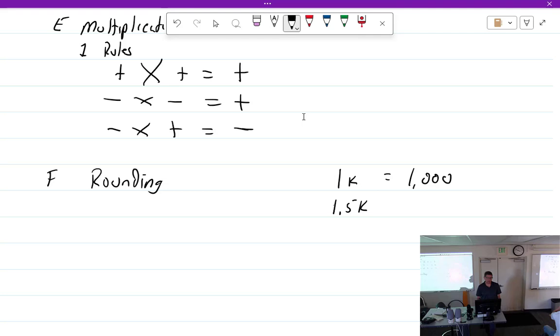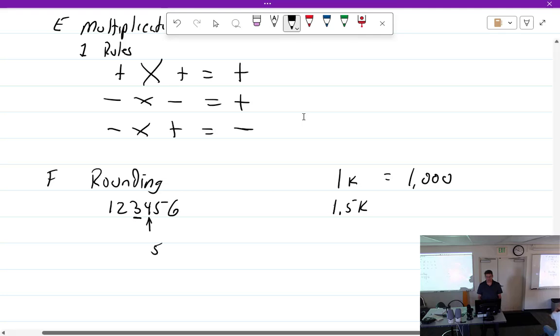So if I have 1.5K, well, let's talk about rounding. When you round, you're always going to take the number, so 1, 2, 3, 4, 5, 6. And I want to round it to 3 places. 1, 2, 3 places. So I'm going to go right there, underline that one, and look at the number next to it. If this is 5 or more, round up. So that becomes 1, 2, 4.